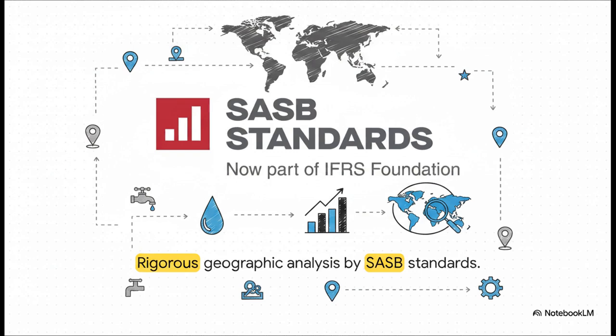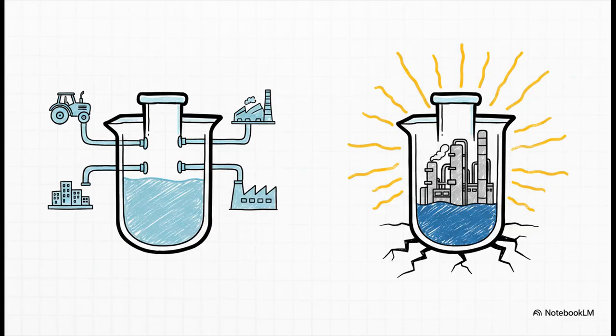To quantify this geographic risk, the SASB standards, which are now under the stewardship of the IFRS Foundation, demand rigorous geographic analysis. Companies can't just guess at their local water security. They're absolutely required to systematically analyze their global operations against recognized, standardized water risk databases to figure out exactly how stressed their operating environments really are. Specifically, the standard mandates the use of the World Resources Institute's Aqueduct tool. It's a real game changer.